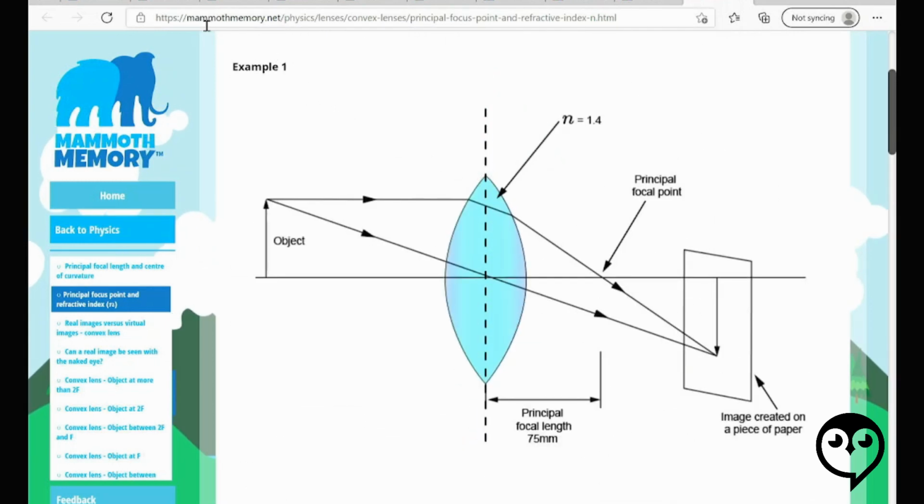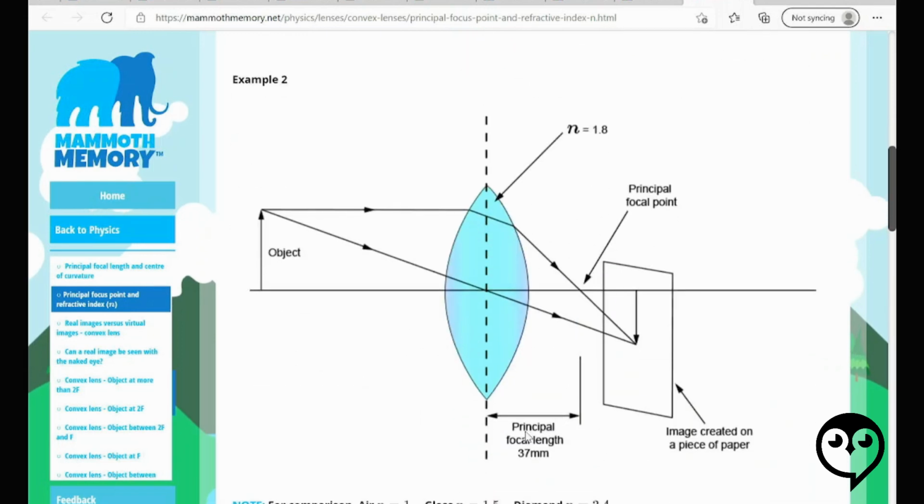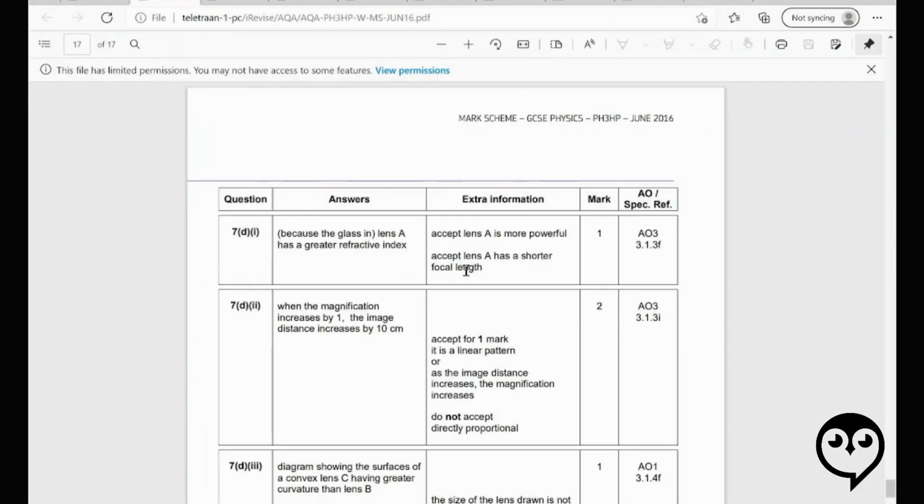Okay, mammoth memory. Here they've got a refractive index of 1.4, all things being equal, and there's a principal focal length here of 75 millimeters. They've got an increased refractive index, and the focal length has gone down. And there's probably a graph you could do of your sine theta versus refractive index, but I think we're okay with saying the stronger the refractive index, the shorter the focal length. I'm all right with that. That's true.